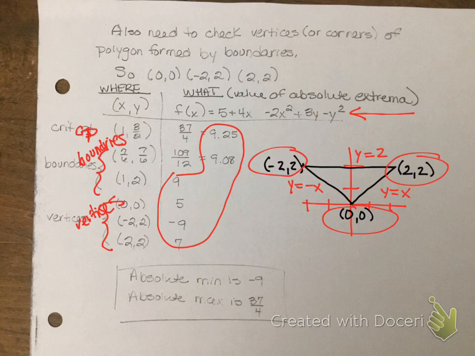So my absolute min is -9. It's the smallest of all 6 of those outputs. The absolute min occurs at (-2, 2). My absolute max is the largest of those 6 outputs, and it is 37/4 or 9.25, and it occurs at the location (1, 3/2).